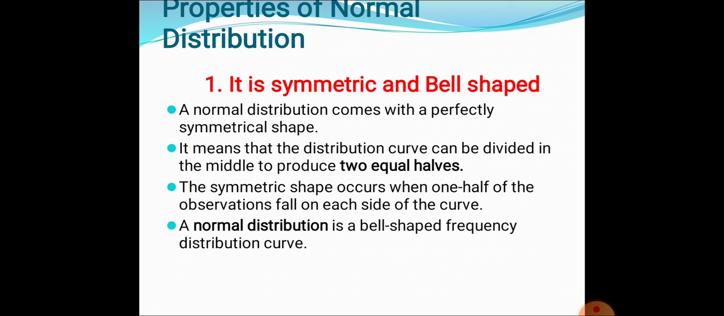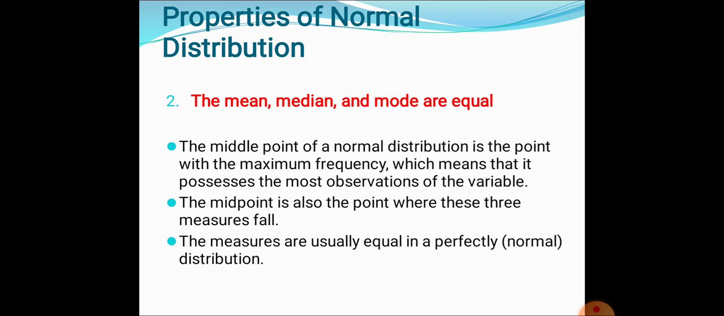The first property is that it is symmetric and bell shaped. The normal distribution curve comes with a perfectly symmetrical shape. It means the distribution curve can be divided in the middle to produce two equal halves, one known as the left side and one as the right side. The symmetric shape occurs when one half of the observations fall on each side of the curve. A normal distribution curve is bell shaped.